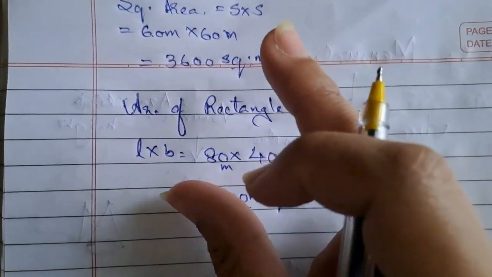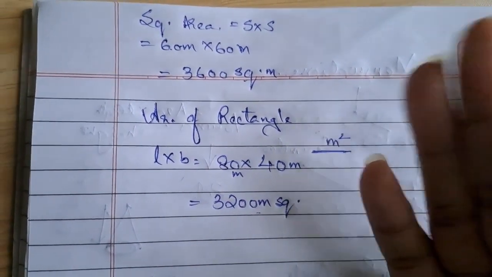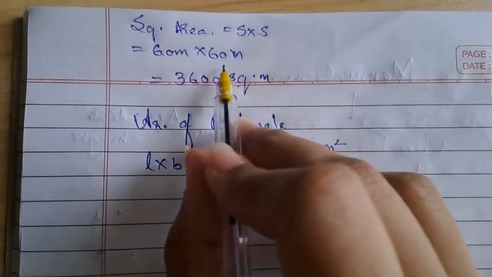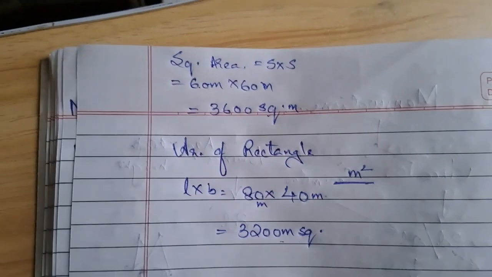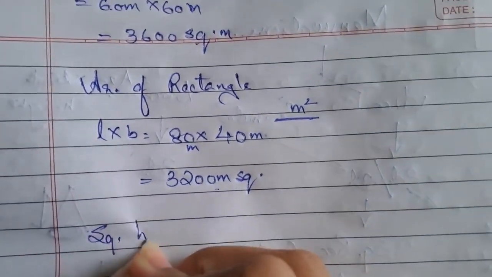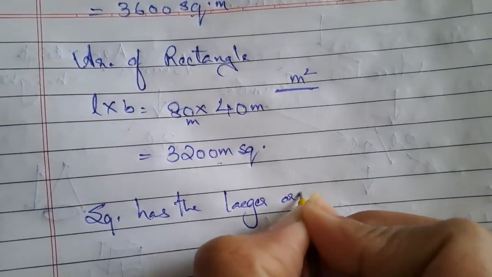The square's got, though it looks like a tiny mini square with 60 meters only, whereas this rectangle has 80 meters and 40 meters, but still square has the greater area or the larger area. So you're going to write it down. Square has the larger area.